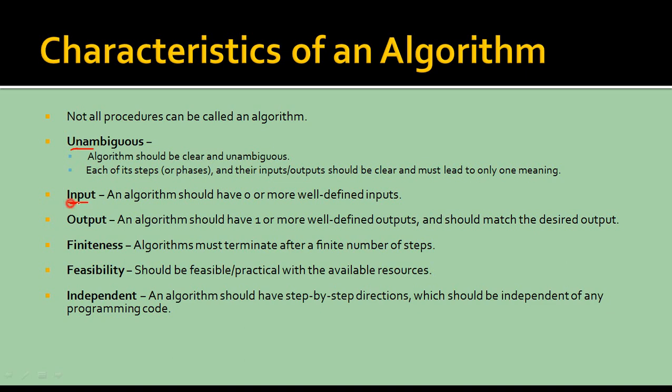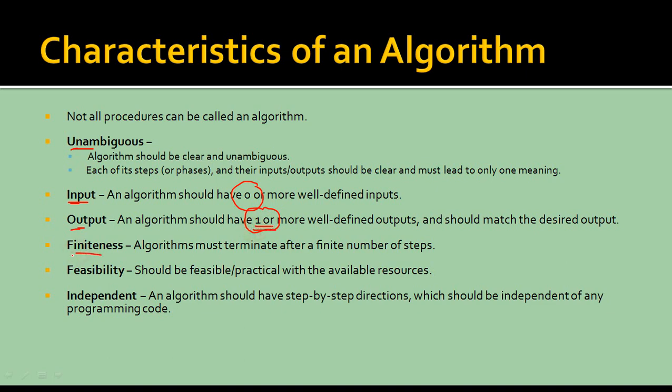Then there is input. An algorithm should have zero or more values as input. Output: an algorithm should have one or more outputs. Zero input means that even if we do not give input to the computer, it still works. But when we see a screen where the computer shows us something, that means it has already performed some operation, and at least one operation has been done. That's why we wrote one here.